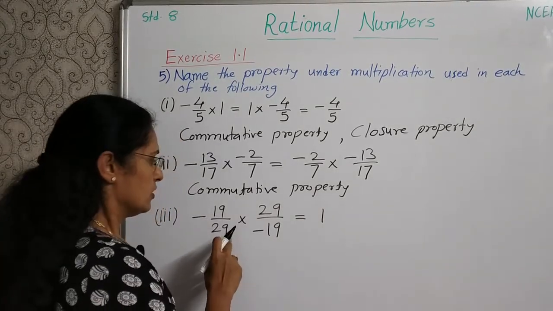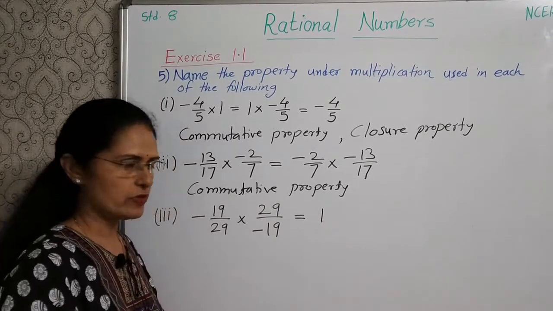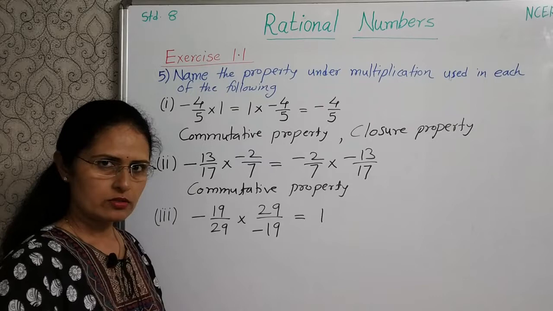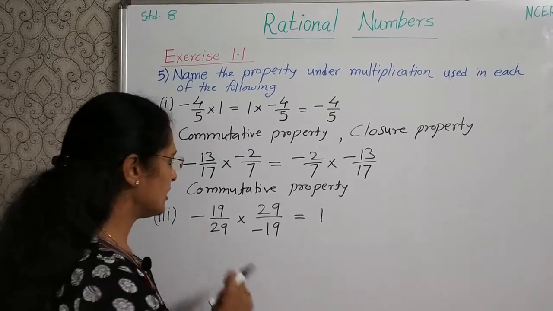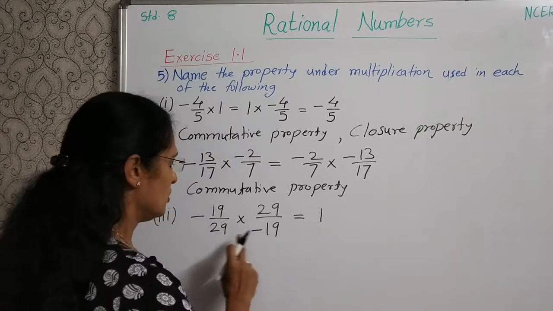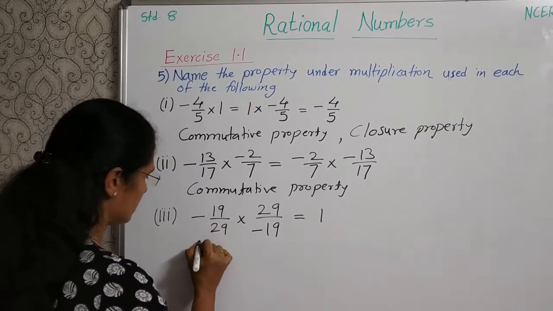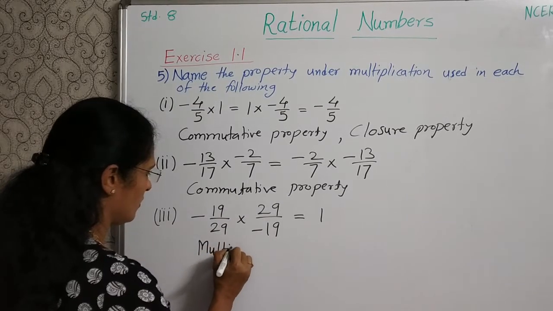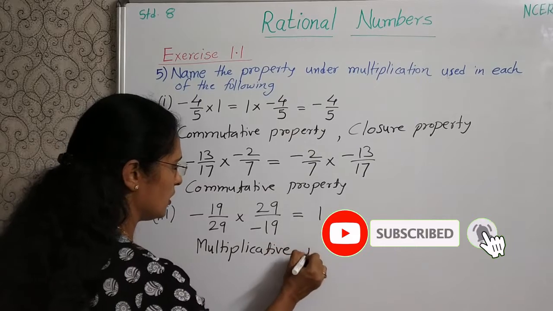Now third, minus 19 by 29 multiplied by 29 by minus 19 is equal to 1. Now here the product is 1. The product of these two rational numbers is 1. When do we get the product 1? When they are reciprocals of each other, when they are multiplicative inverses of each other. So here the property used is multiplicative inverse.